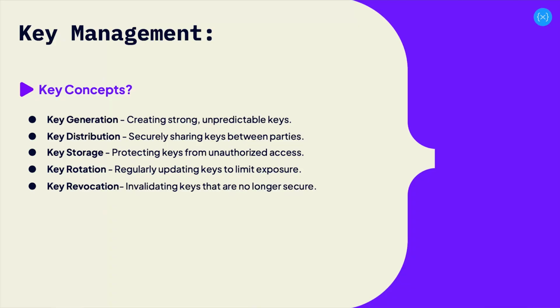Some of the concepts here: key generation is creating strong, unpredictable keys. Key distribution is securely sharing these keys between parties. Key storage, protecting keys from unauthorized access. Key rotation refers to regularly updating the keys and limiting exposure. And then key revocation provides for invalidating keys that are no longer secure.